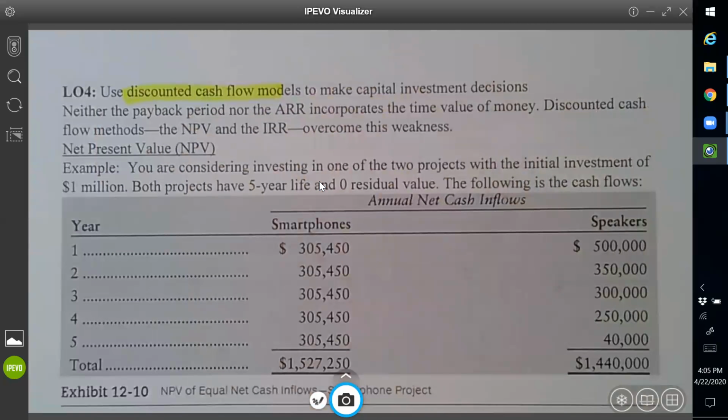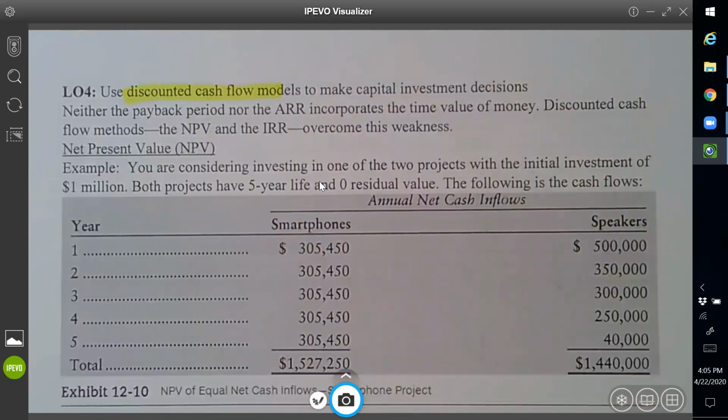We have been talking about present value. The general idea is you discount your future cash flow to the present. When we talked about the payback period or the ARR, we said that they ignore the time value of money. Now we use the discounted cash flow method. There are two methods, okay?